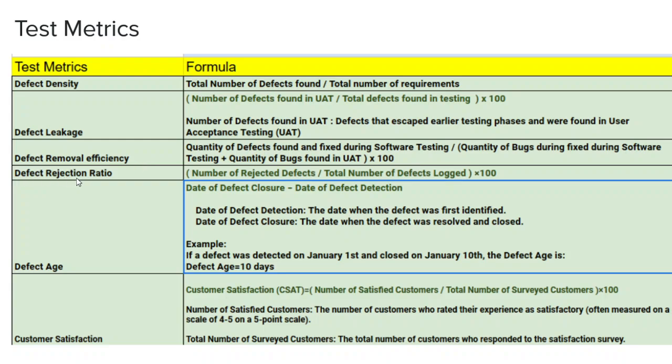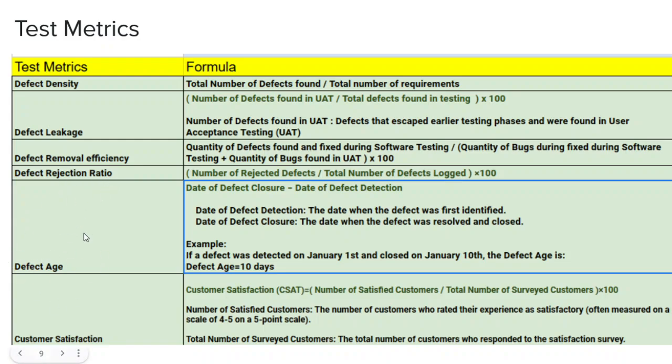Then we can calculate defect rejection ratio as well. Defect rejection ratio is the number of rejected defects divided by the total number of defects logged. As a QA, sometimes you log a defect, but the developers reject it for various reasons. Defects can be deferred, marked as duplicate, or be an additional enhancement instead of a defect. So there are lots of rejection reasons. The number of rejected defects divided by total defects logged, multiplied by 100, gives you the defect rejection ratio.